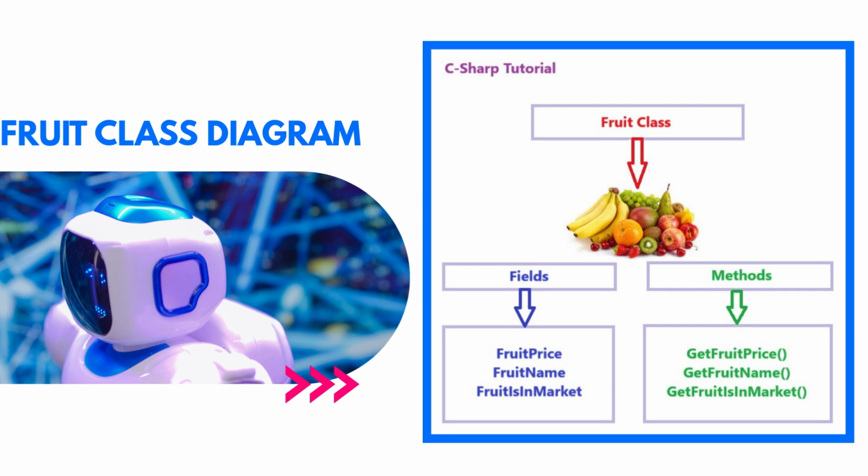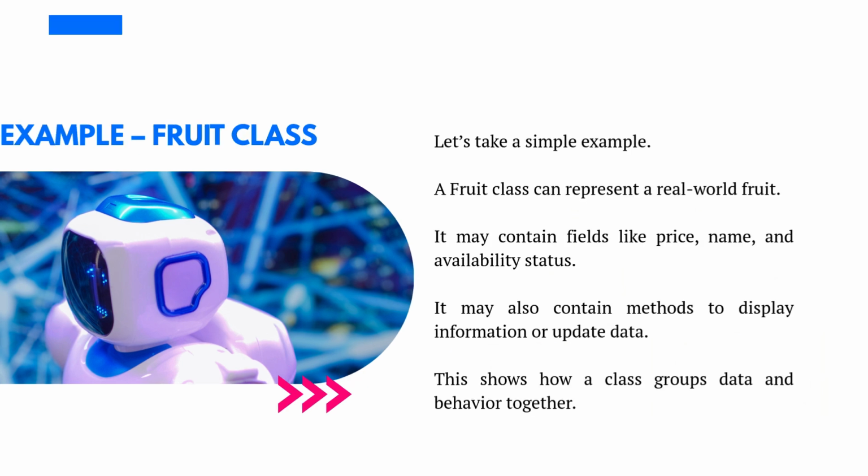This is a fruit class diagram, where the fruit class has some fields and methods. Let's take a simple example. A fruit class can represent a real-world fruit. It may contain fields like price, name, and availability status. It may also contain methods to display information or update data. This shows how a class groups data and behavior together.